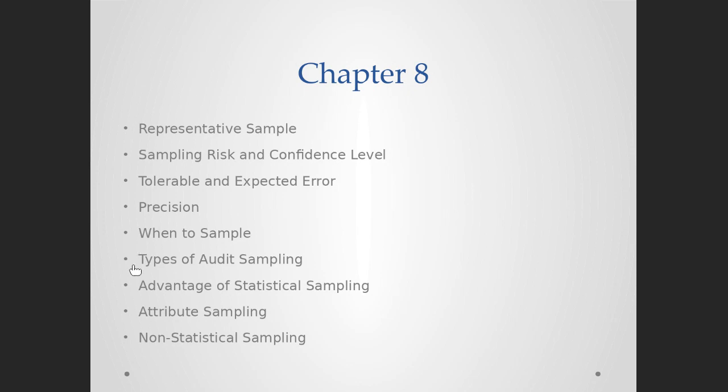Types of audit sampling, the 3 types: attribute sampling, monetary unit sampling, and classical variable sampling. Make sure you know the steps in all of them and the details that we discussed. We discussed the advantage of statistical sampling, why statistical sampling is better. And then, we discussed attribute sampling in detail, both statistical as well as non-statistical. So this is what we covered in chapter 8.